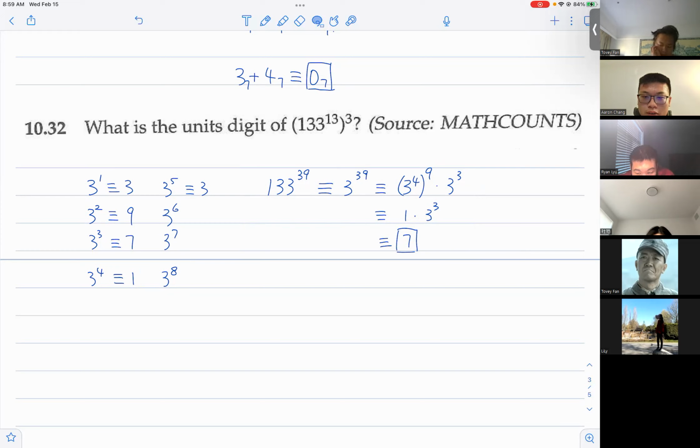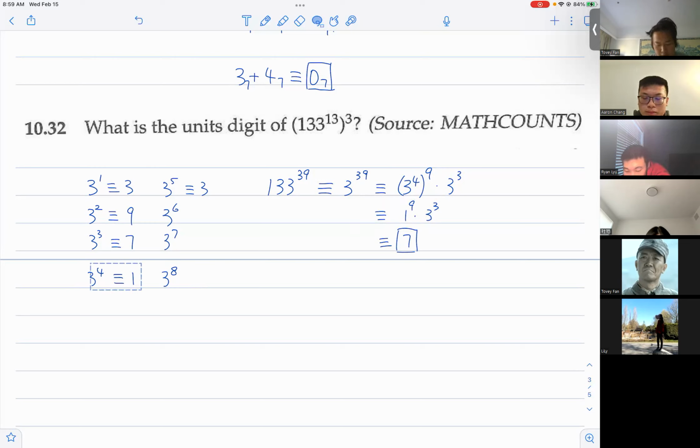I get that it's 3 to the power of 4 to the power of 9 times 3 to the power of 3, but how did you get a 1 times 3 to the power of 3? Okay, so 3 to the power of 4 is here, right? It has a units digit of 1. And if you have a units digit of 1 and you raise it to the 9th power, it will still be a units digit of 1, because it's 1 times 1 times 1 times 1. So yeah, you can put a 9th power here. Okay, I see.